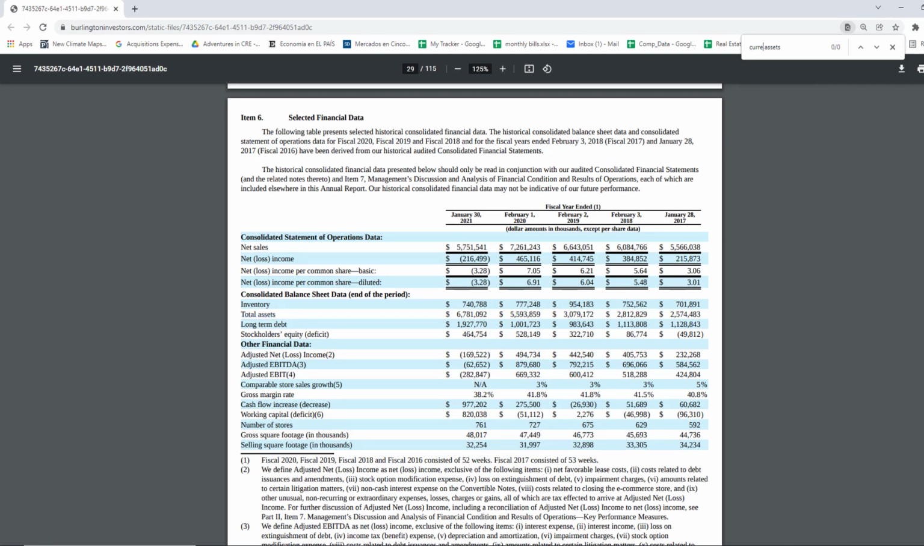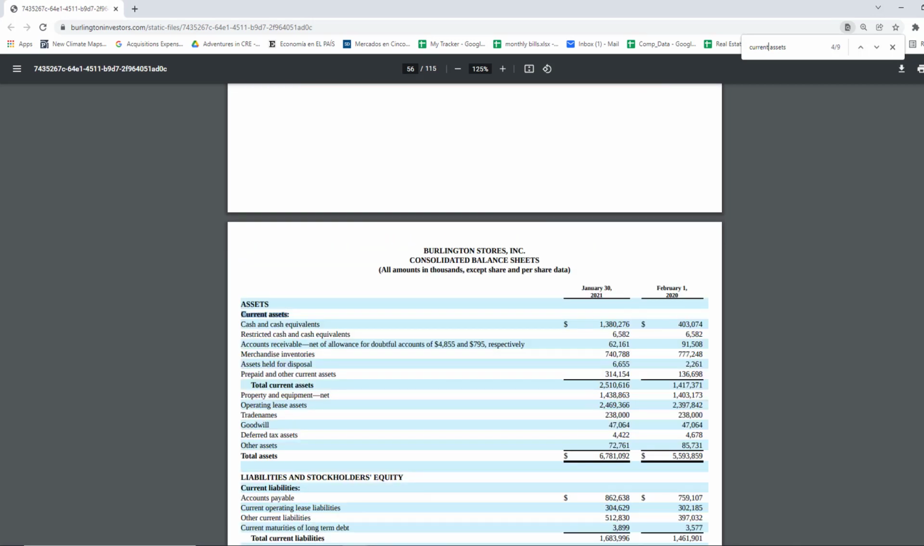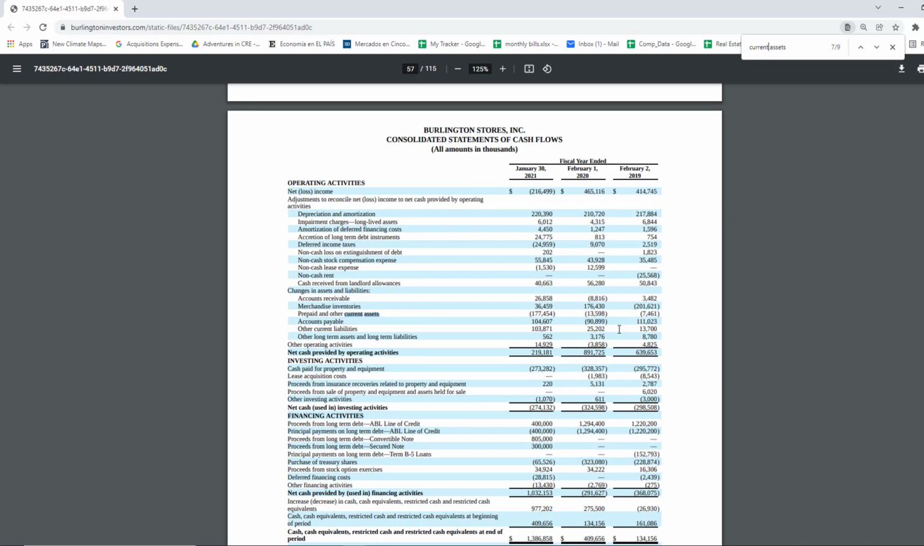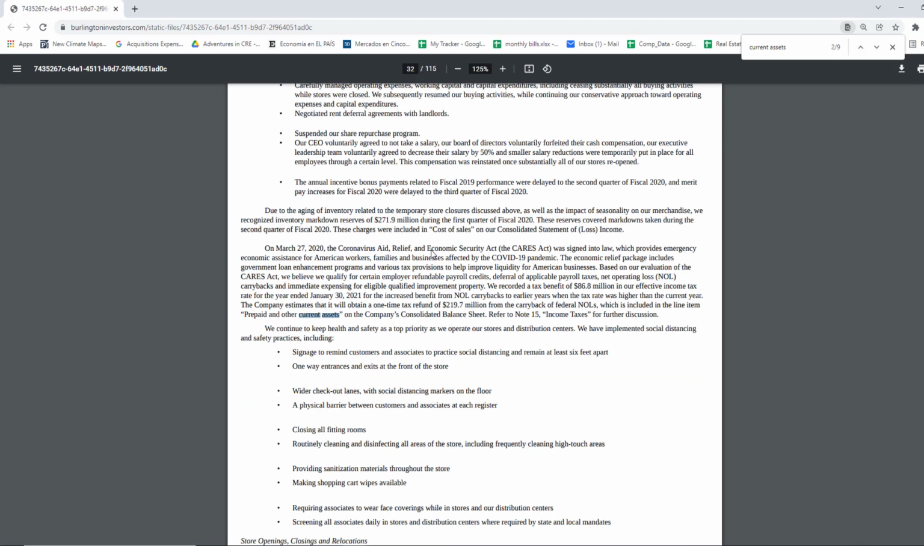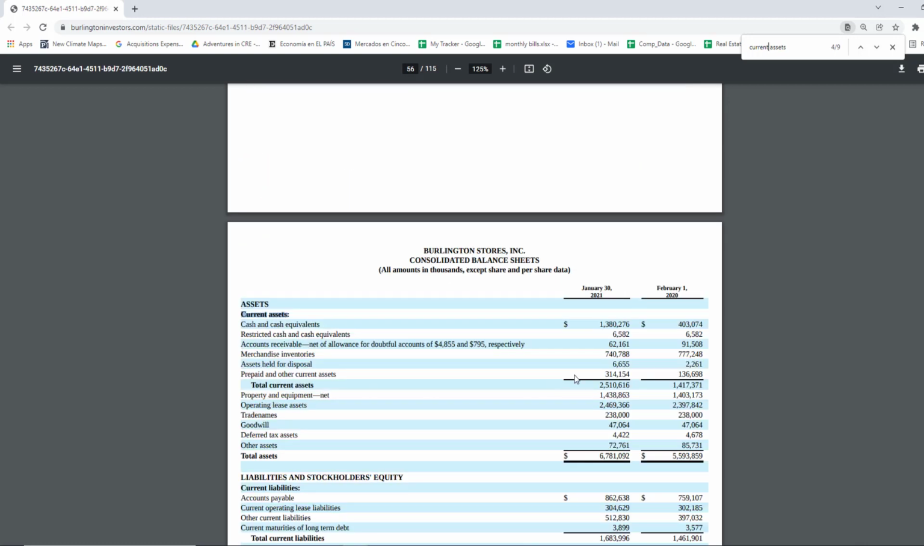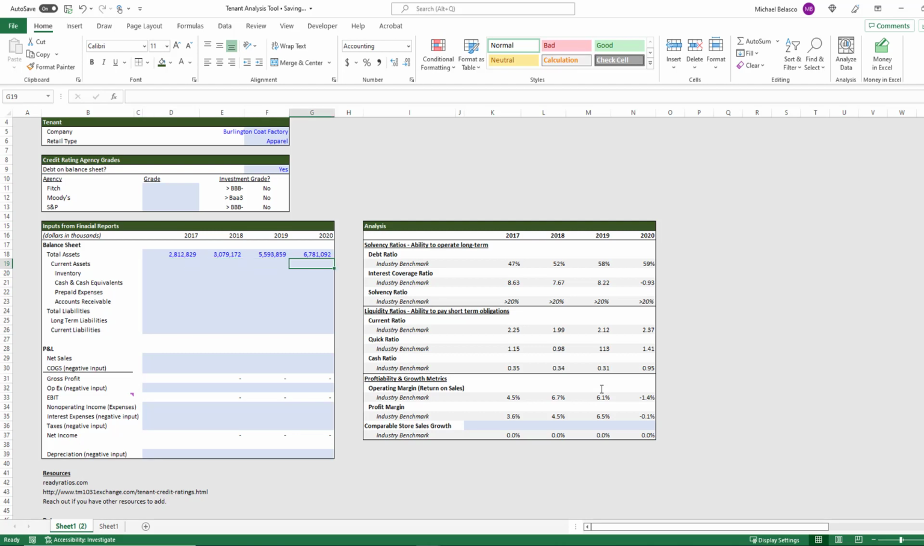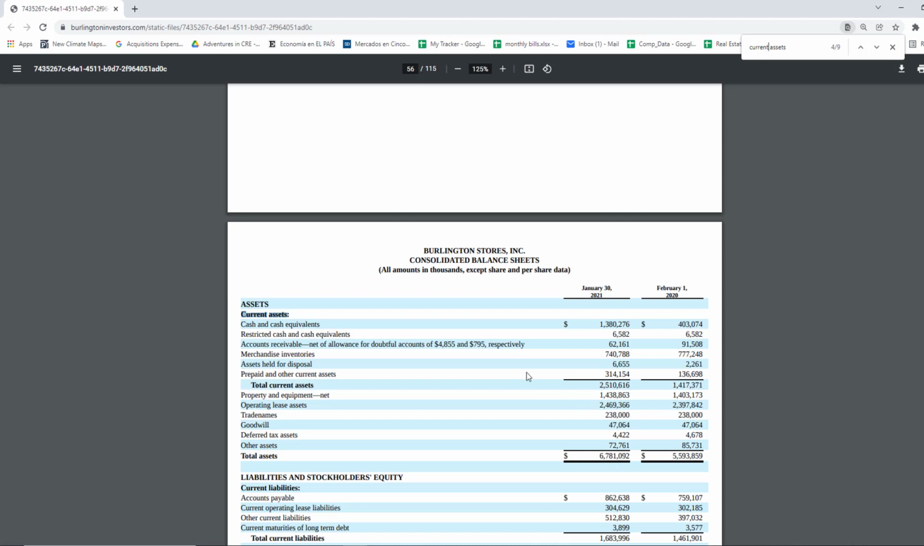Now we're going to find current assets. I'll type current assets up here, and you'll see here we have total current assets down here. Now let's make sure we don't have more than these 2 years of current assets available. This is the cash flow statement, so we won't see current assets there. Okay, so we only have 2 years, which is fine. Total current assets for 2020 is 2,510,616, and then 1,417,371.